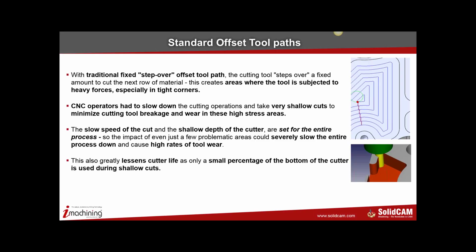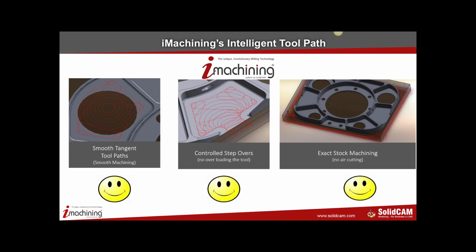If you make a summary of what iMachining is about, we generate smooth tangential toolpaths, we have controlled stepovers, and exact stock machining. All this put together with our unique technology wizard creates unbeatable toolpaths that can machine almost any material under the sun. Okay, that includes tungsten carbide.